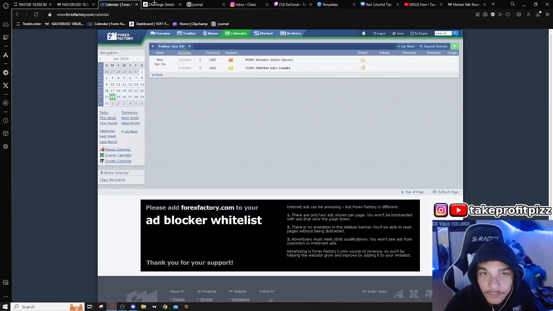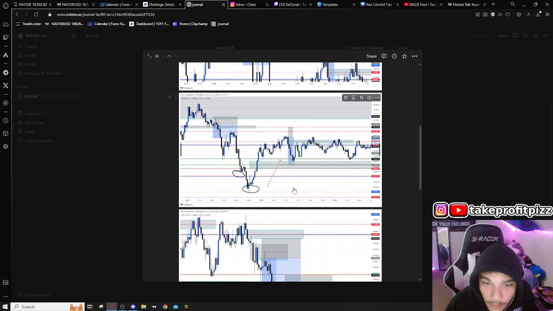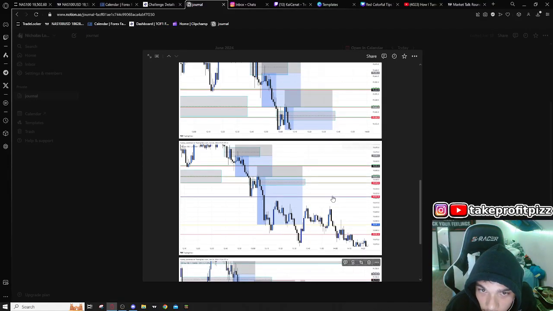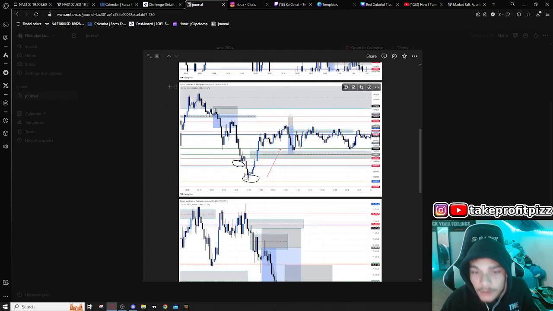And if we really want to look, we had, where is it at? Right here. We had an SMT divergence. I didn't take the picture of ES or SPY, but there was a bullish SMT divergence on NAS and ES. So we waited for this liquidity sweep. Then we waited for a key area to get filled, just like this right here.